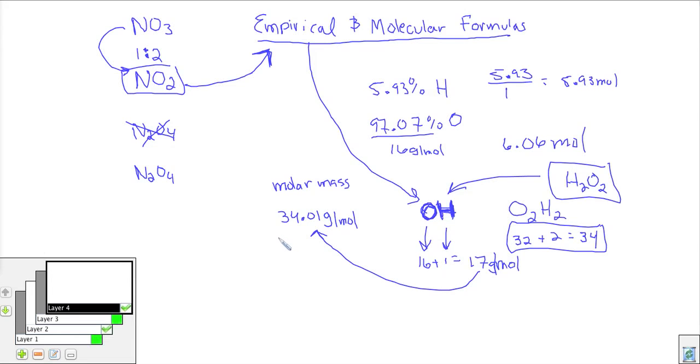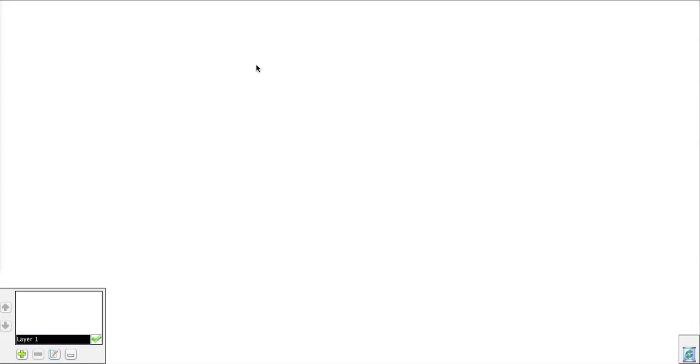So let me find one. Here we go. Let's find one that uses grams. Okay, so let's get a new page here. So let's say that we have something that contains 28.84 grams of sodium. Okay, it has 67.49 grams of chromium. Okay, and it has 72.67 grams of oxygen. So what is the empirical formula?